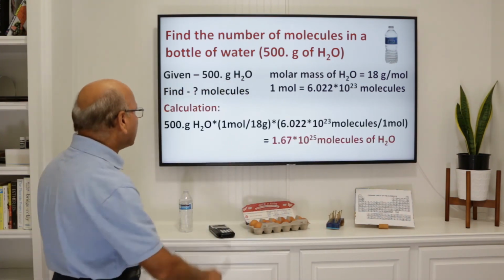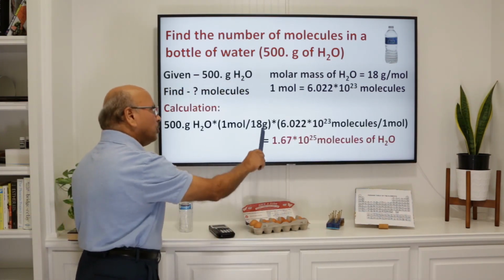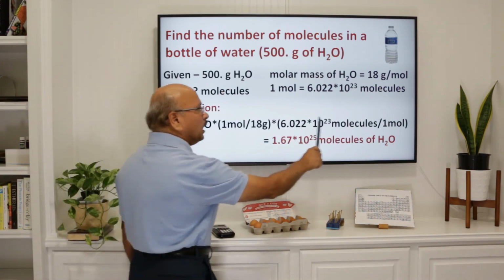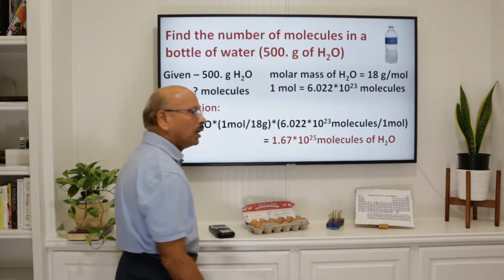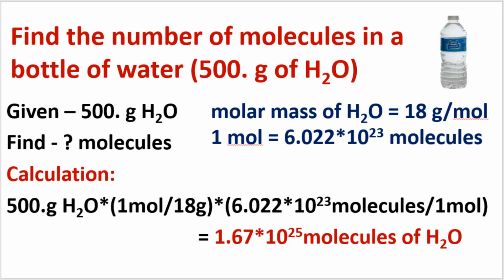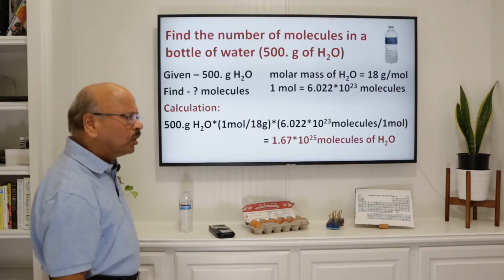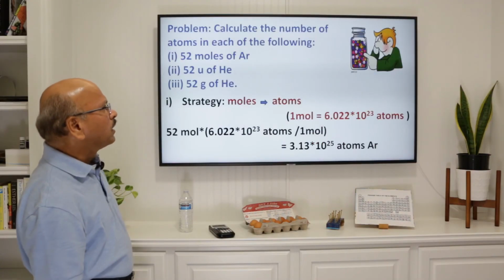So the calculation is: 500 grams, you use the 18 grams per mole with the mole on the top, and then the number of molecules on the top for the Avogadro number, and that gives you 1.67 times 10 to the power 25 molecules of water. So it's pretty easy. You can actually do it for an atom or a molecule based upon that.